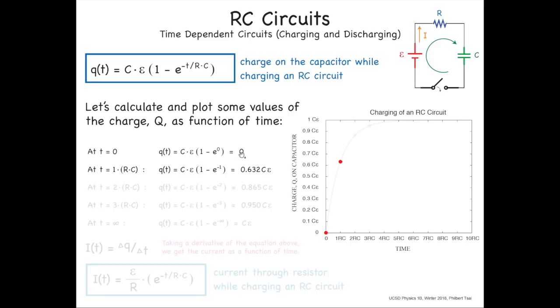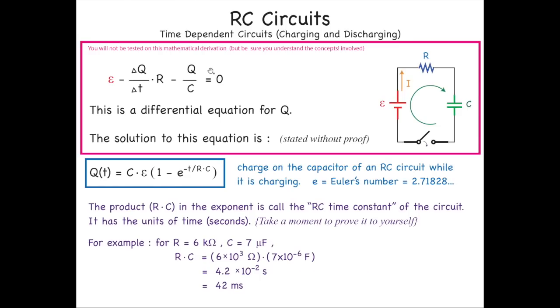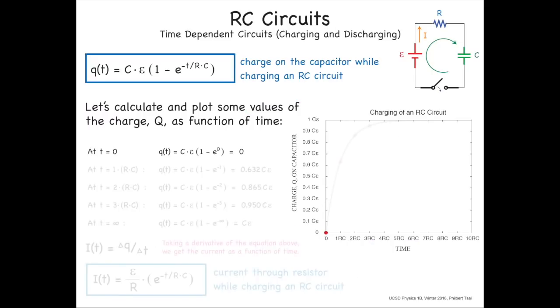because it started off empty and we've just barely closed the switch. But at a time RC later, and remember, when you multiply R and C together, it gives you a number in seconds. So when we are at exactly 1 RC, in our previous example, we had 42 milliseconds. Let's say that we wait 42 milliseconds. When RC is 42 milliseconds and t is exactly 42 milliseconds, then we have e to the minus 1.